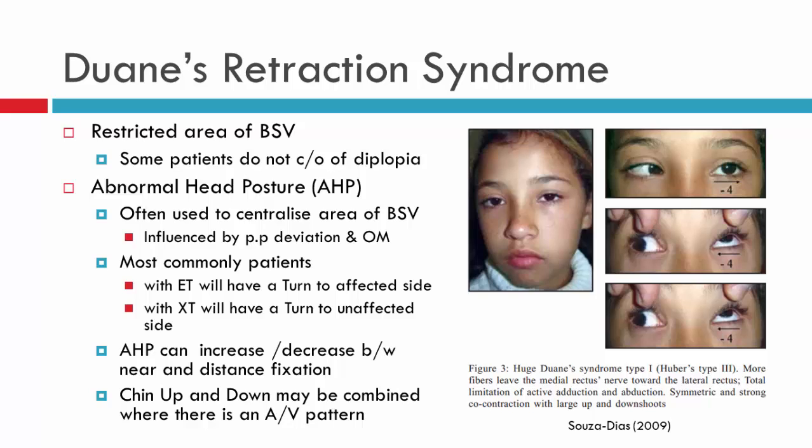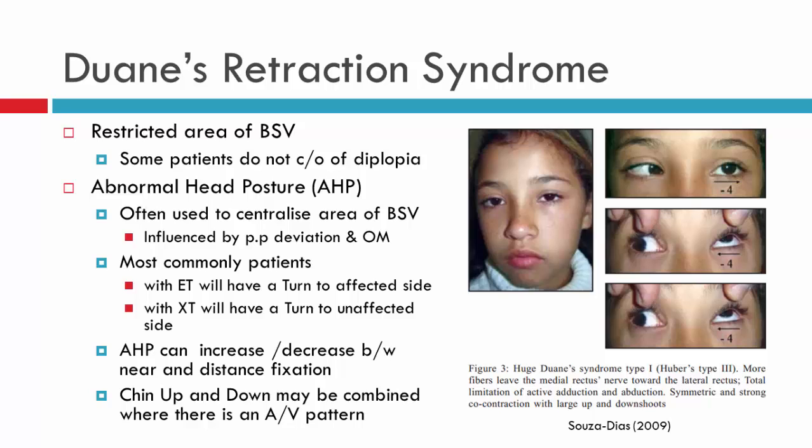Now, to centralise their area of BSV, if they do not have aligned eyes in primary position, patients will utilise an abnormal head posture. Now, the abnormal head posture will be influenced by what is present in primary position and, again, the limitations in the eye movements. Most commonly, a patient with an ET will turn their head to the affected eye, and the XT patient will turn their head to the unaffected eye. And also be aware that with near and distance gaze, the head posture may alter in terms of size and may be more exaggerated in the distance or at near.